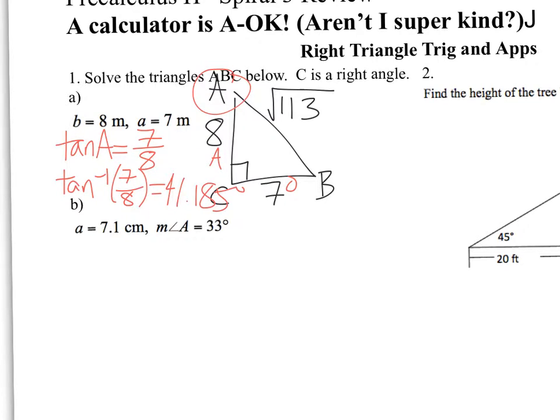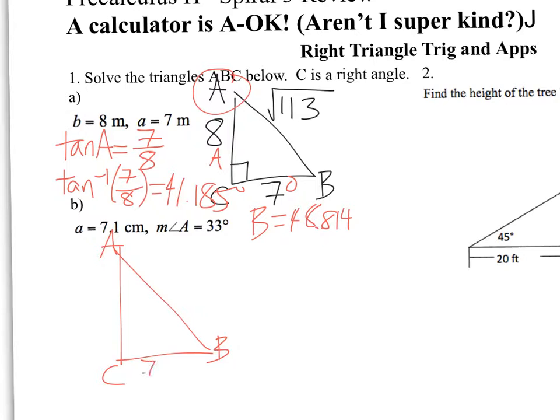41.185 degrees. And that means that B is going to be 90 minus that, or 48.814 degrees. For our second triangle, we've got A, B, C.